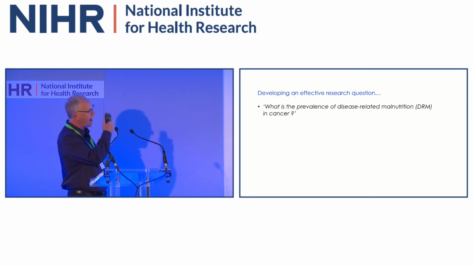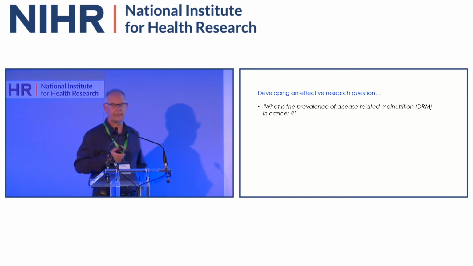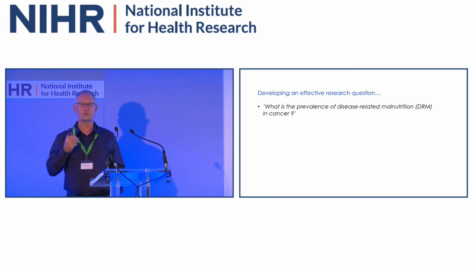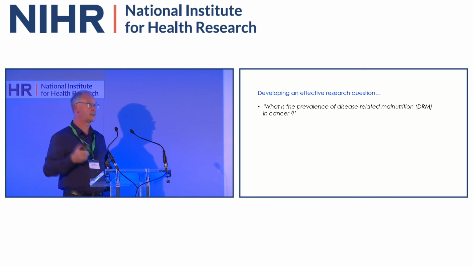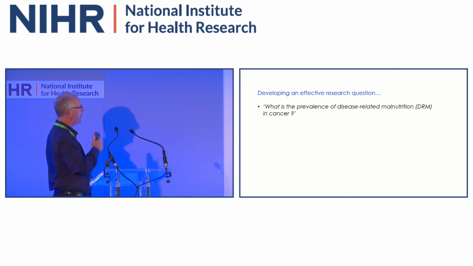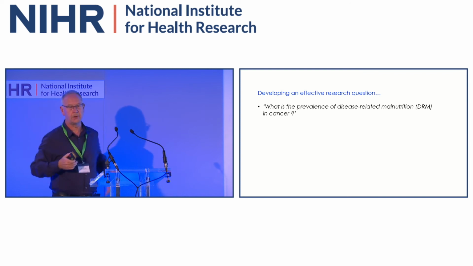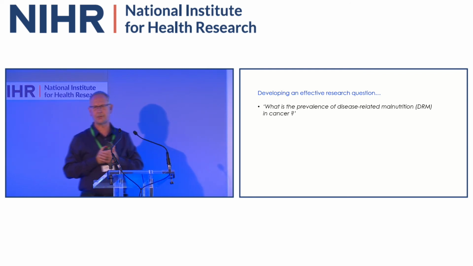There's all sorts of ways. I can just illustrate this in some of the ones that have been going on in my group recently. I'm interested in cancer. I'm interested in how poor nutrition puts you at risk of surgery in cancer, or risk in relation to the systemic anti-cancer therapies. So somebody said, oh, what's the prevalence of disease-related malnutrition caused by the disease in cancer? Is that a good research question?